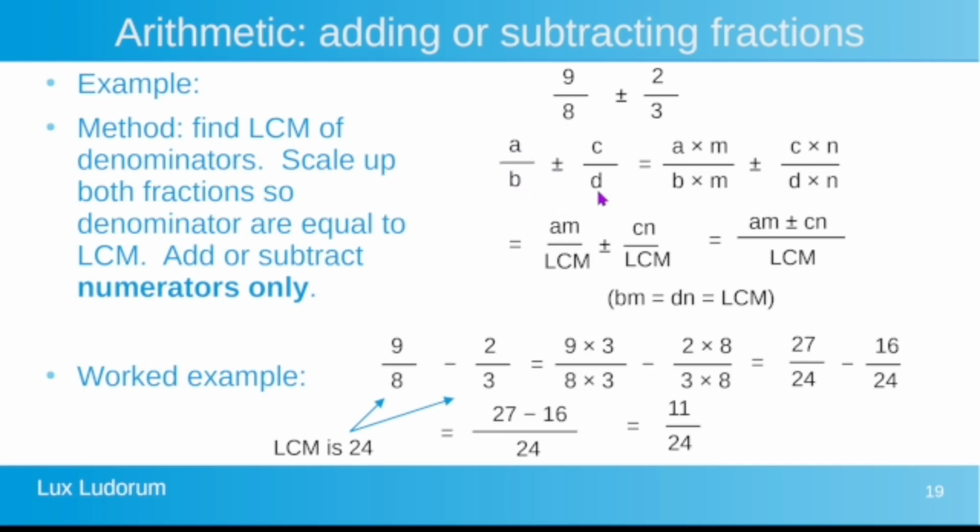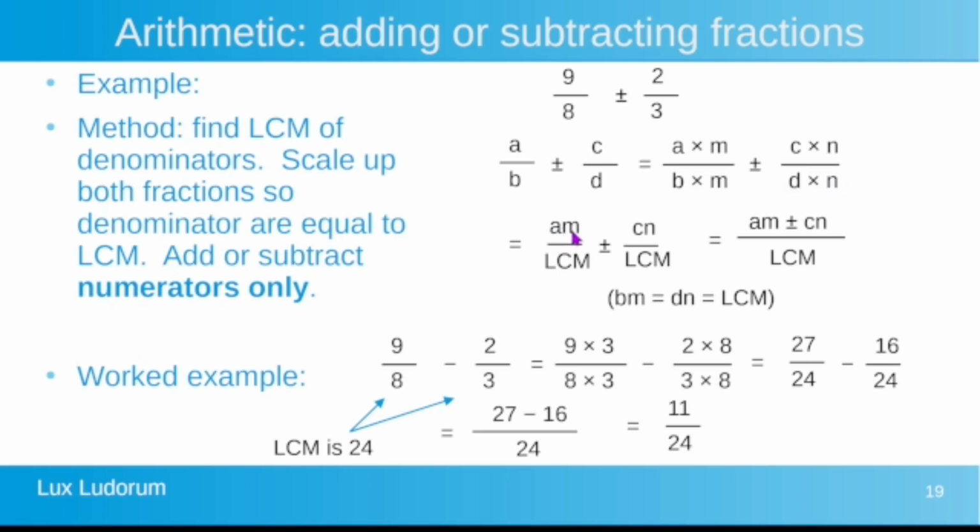This is it in symbol form, a over b plus or minus c over d. We're looking for something to multiply the top and bottom of the first fraction by, and then something else to multiply the second fraction top and bottom by to give it the same number on the bottom, which is the lowest common multiple. In other words, b times m should be the same as d times n.